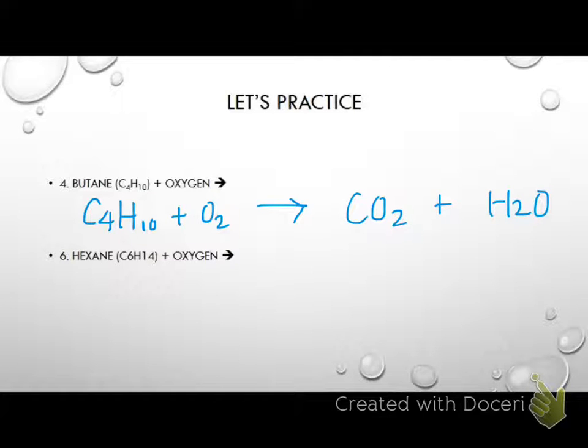All right, and so now we're going to try to balance that. Always check your hydrogen. I see that it's 10, so I'd have to put a 5 in front of water, which isn't going to work because that would keep the oxygen odd. So I'm going to automatically bump that up to 2. And then 2 times 10, I'm going to need 10 for water. I've got 2 times 4, I need 8 for carbon.